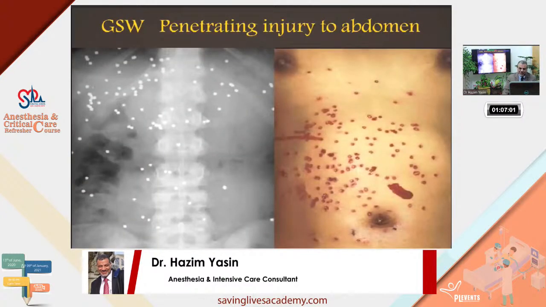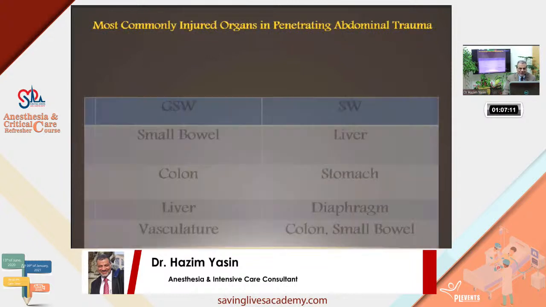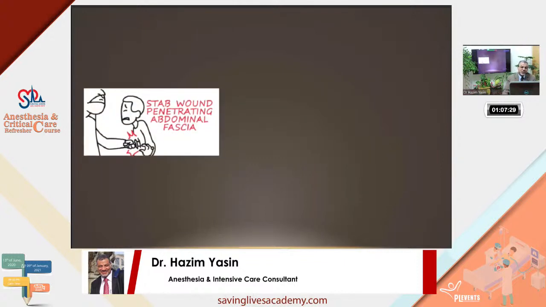This is the gunshot penetrating injury to the abdomen. What can a gunshot affect? The most commonly injured organs in penetrating abdominal injury, from the most common to the least common: the gunshot will take small bowel first, colon, liver, vasculature. Stab wound will take liver, stomach, diaphragm, colon, and small bowel. A stab wound penetrating the abdominal fascia is considered an OR order. It is an order to the surgeon: take me to the OR for exploratory laparotomy.